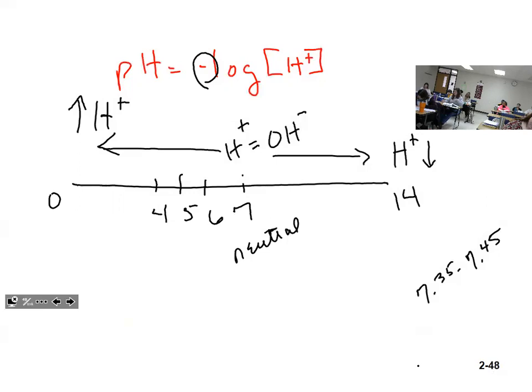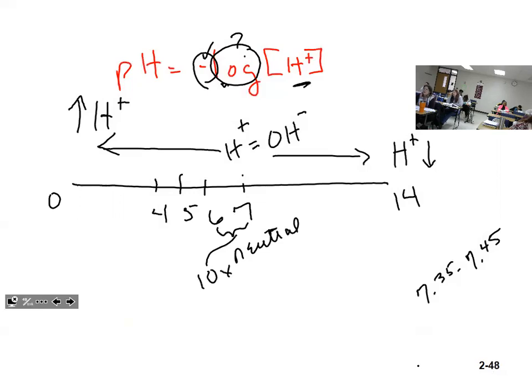So far, I know what this negative means. I know brackets mean just how many, and we're talking about how many hydrogen ions there are. But wait a minute, what does log mean? We've figured out what negative means, but what does this mean? Well, let me tell you what this means. It means that for every one fold change, just one number change on the scale, it's 10 times difference in this amount.